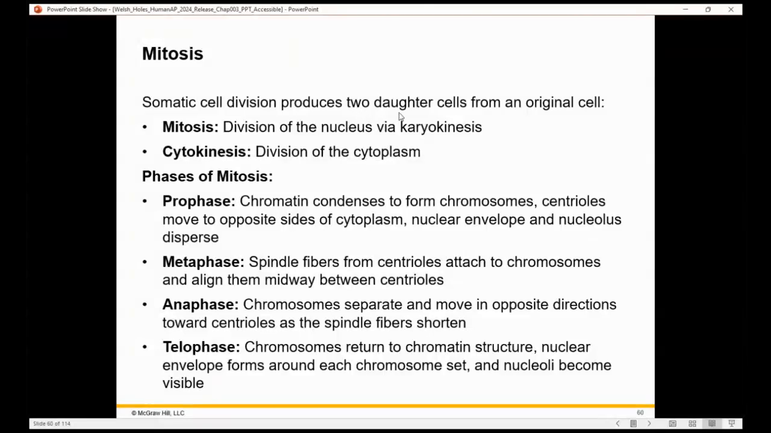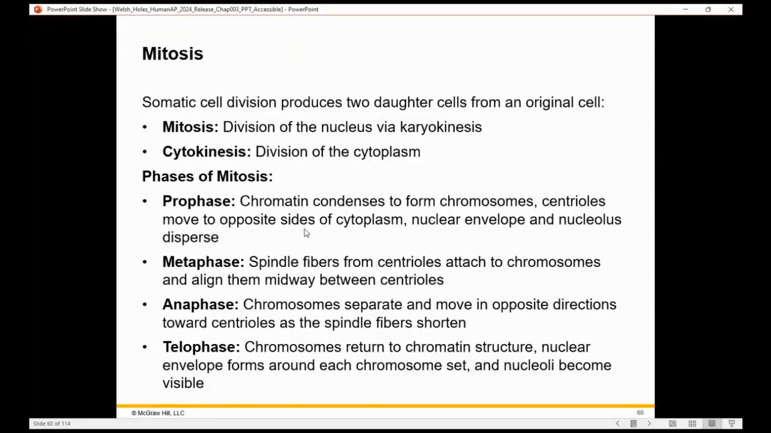Somatic cell division produces 2 daughter cells from an original cell. So your somatic cells are basically all your cells except for sex cells. Okay, mitosis, that's the division of the nucleus via karyokinesis. And then cytokinesis is the division of the cytoplasm. So the phases of mitosis include prophase, metaphase, anaphase, telophase. I'm going to describe them and then I'll show you pictures of them.